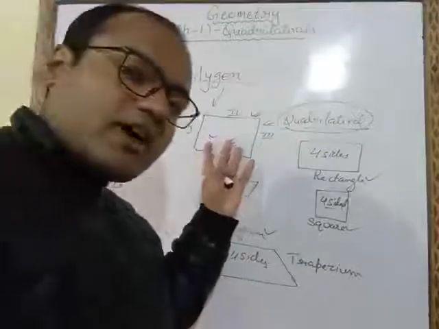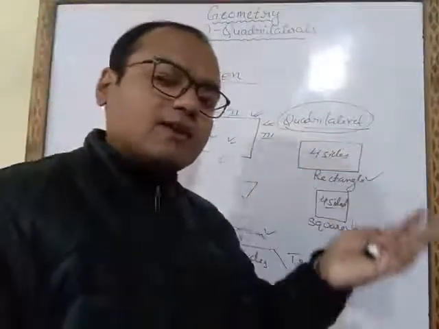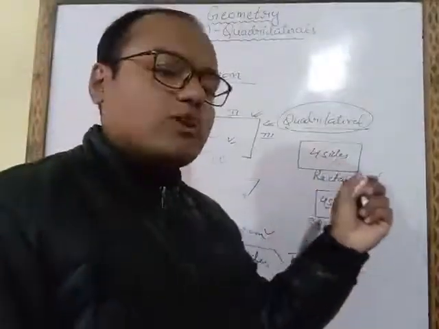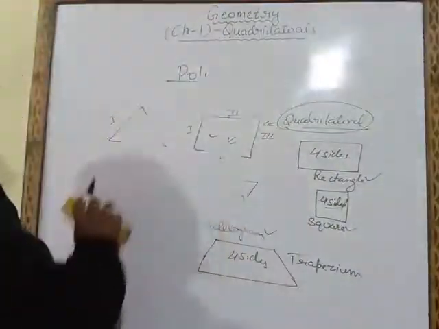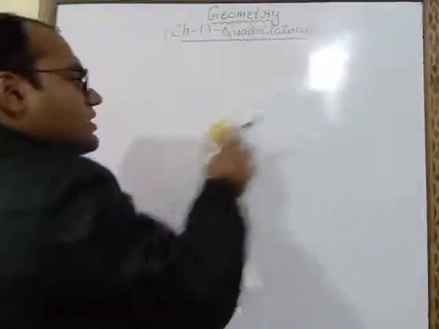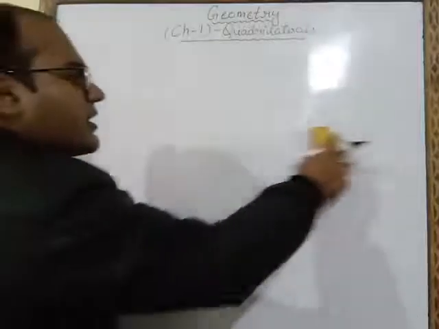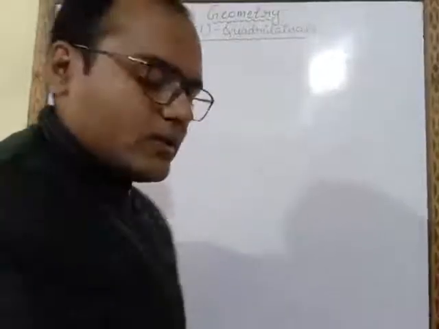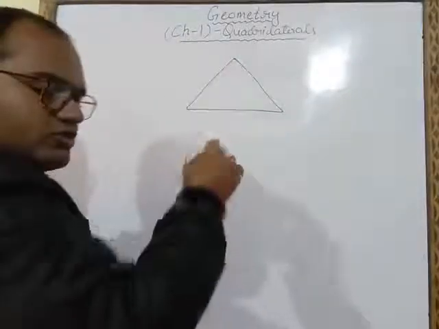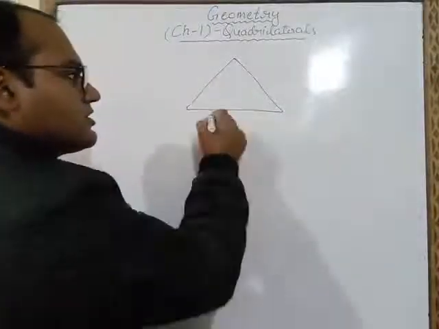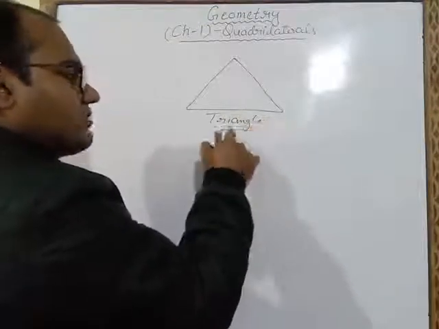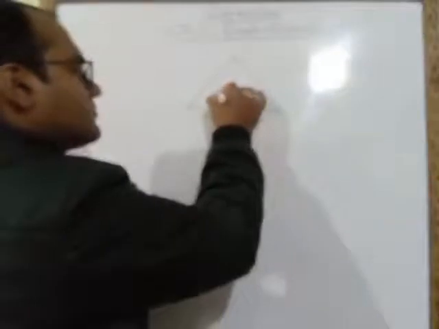The figure which has three sides, or four sides, five sides, six sides, all are polygons, and the special name of the figure which has four sides is quadrilateral. Now another point you have to remember for this chapter is that there is one formula to calculate the sum of interior angles of a polygon. This is a closed figure with three sides. The special name of this three-sided figure is triangle.